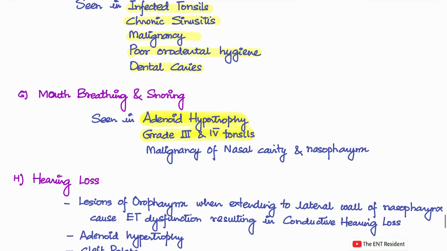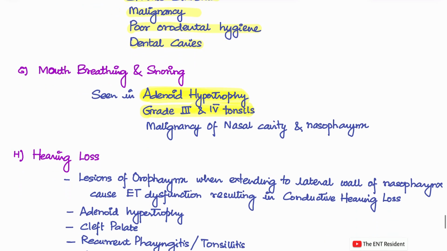Next feature here is hearing loss. Now, you might be wondering, why am I talking about hearing loss in a case of the throat? So here, what happens is sometimes there could be a mass in the oropharynx, where it is extending so much into the nasopharynx that, in the lateral wall of the nasopharynx, the eustachian tube opens into it. So if the mass extends to this opening, it can block the eustachian tube and lead to eustachian tube dysfunction.